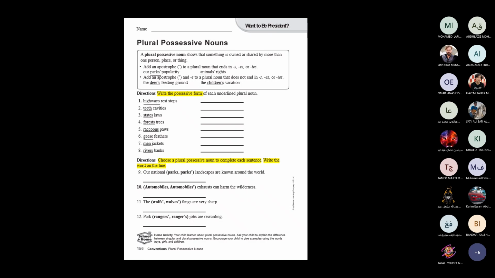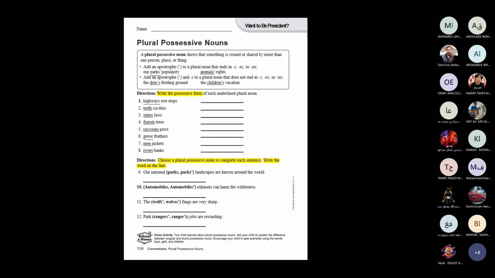Yes. Number 12, yeah, Muhammad, is incorrect. It must be S apostrophe, Rangers, Rangers' jobs. Our lesson is about plural possessive nouns, not about singular. Understand? Yes, yes. Okay, yes. Fix it. This is an apostrophe, not a comma, okay? Yes. So the correct choice is that one, Rangers, with the apostrophe. Understand? Understand. Good. Fix it.